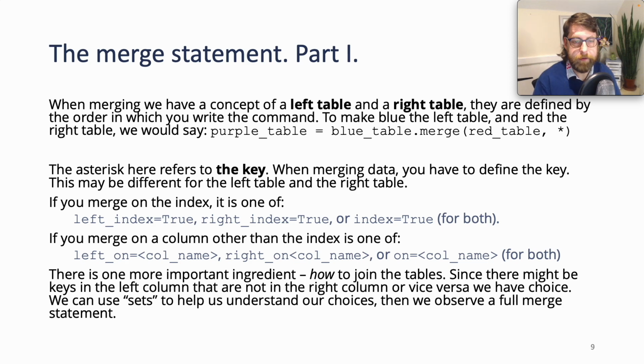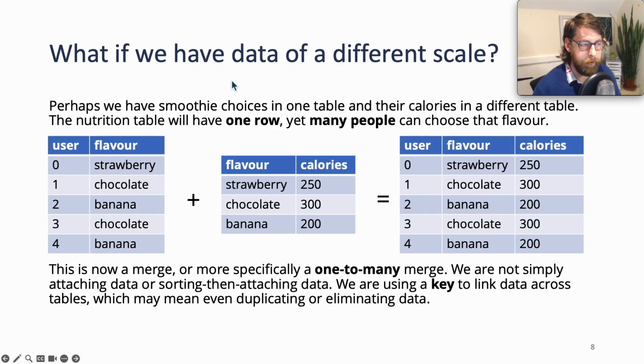So when merging, we have a concept of a left table and a right table. When we're reading the code left to right, we would say that purple table equals blue table merge red table. Well, in this case, the blue table is the left table, and the red table is the right table. So when we want to merge, we want to find out what the key is going to be for the left table and for the right table. In our previous example, maybe this would be the left table, and the key would be flavor, and in the right table, the key would be flavor.